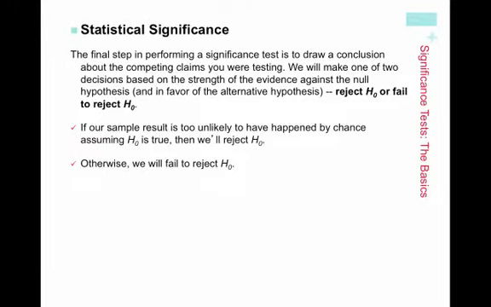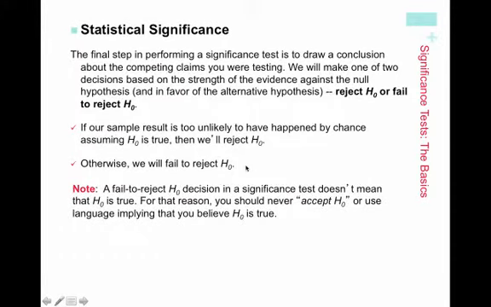So the final step is to make one of two decisions: reject the null hypothesis or fail to reject the null hypothesis. If our sample result is too unlikely to have happened by chance, assuming the null is true, we'll reject the null hypothesis. Otherwise, we fail to reject the null. And again, a fail to reject the null does not mean the null hypothesis is true. You should never, ever use the words "accept H sub 0", or use any sort of language implying that you believe the null hypothesis is true.